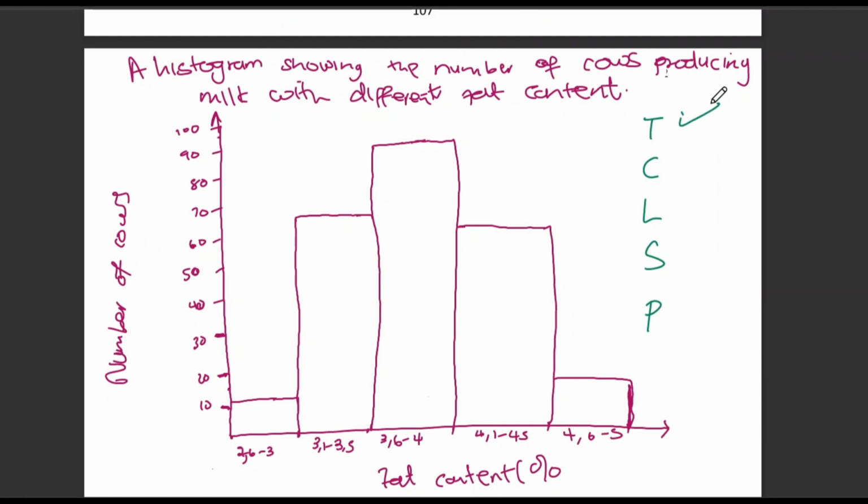Then C is for the caption. There is your caption. Your caption has the variables that we want: number of cows producing milk with different fat content. So that's what we're looking for. Then you get a mark. L is for labeling the x-axis and also the y-axis. You've also included the units for the x-axis. We don't have any units for the number of cows, but if there were any units, you would need to include them. So L.